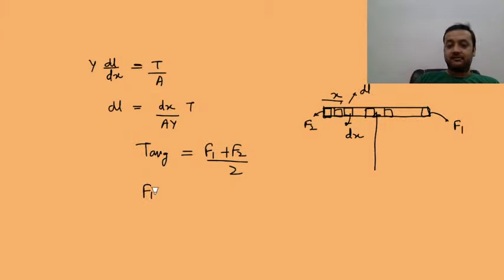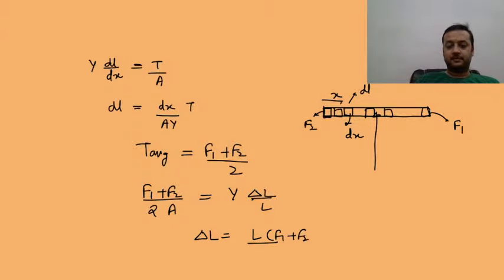Now you can see that F1 plus F2 by 2, this is the average tension, upon cross-sectional area, which is A, will be equal to Y into delta L, which is the elongation in the whole rope, upon L. So from here delta L you can calculate. It will come out to be L into F1 plus F2 by 2AY. So this will be the value of the elongation. I hope you would have understood. I hope you would have gotten this. So it's an amazing technique.